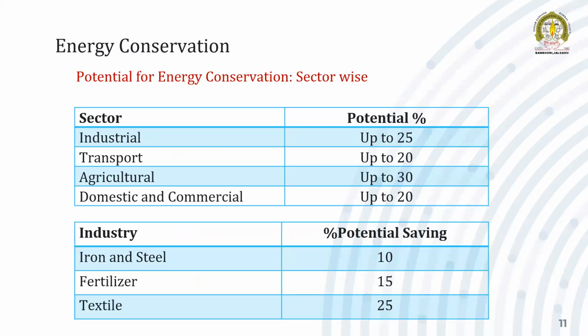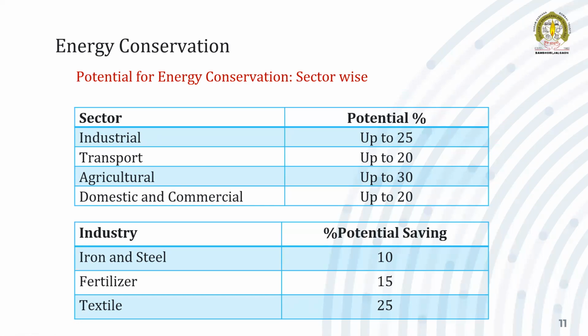Now, energy conservation and what is its potential in the different sectors. In industry, there is a potential of energy conservation or energy saving of up to 25%. In transportation, it is 20%. In the agriculture sector, it is 30%, and in domestic and commercial, it is 20%.